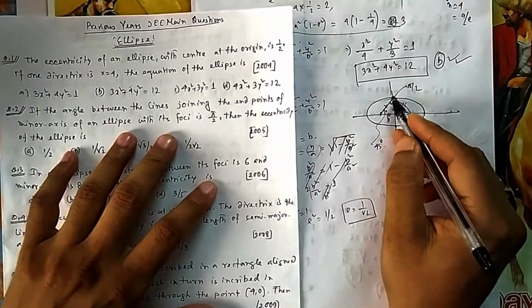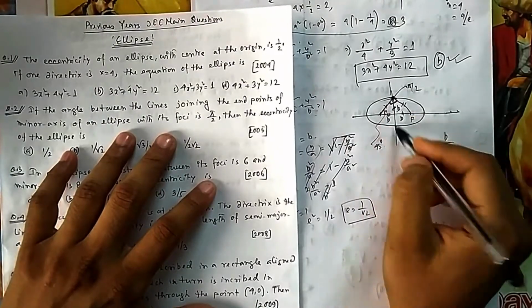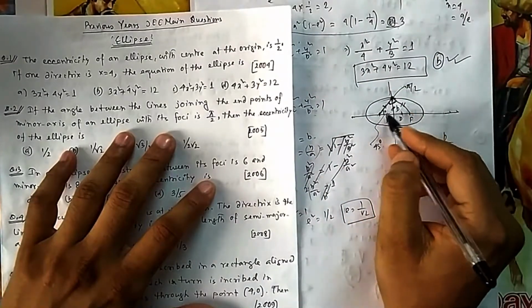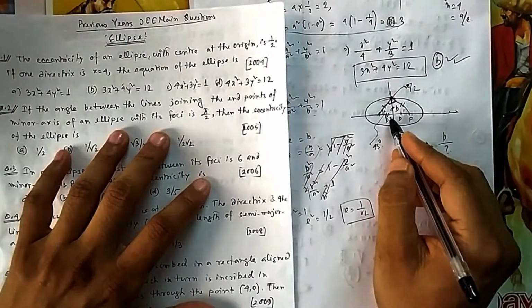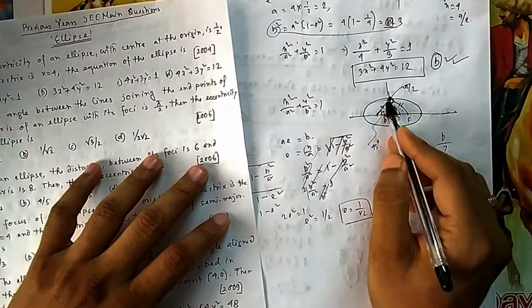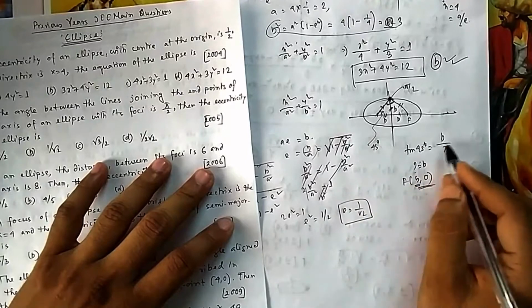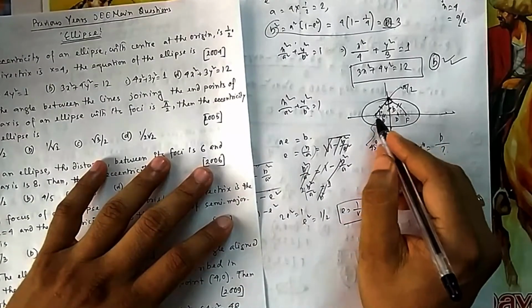From symmetry you can see, these two sides are equal. So this is 90 degrees, which means these two angles are 45 and 45. Once you know this is 45, you can find this height, because this height is b. This is the minor axis, the endpoints are (0, b) and (0, minus b). What will this be? Tan 45 is 1. So b by this question mark is 1, so this question mark is also b. That means this length is b.